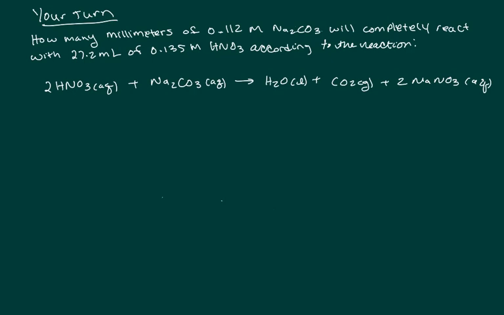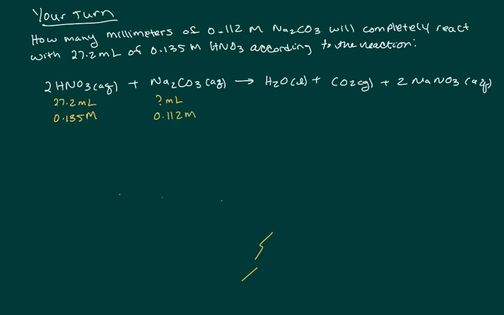How many milliliters of 0.112 molar sodium carbonate will completely react with 27 mils of 0.135 molar nitric acid according to the reaction? Okay, so let's write everything, our values down. We have 27.2 mils of nitric acid with a concentration of 0.135 molar. And then we are trying to figure out how many mils of sodium carbonate we're going to need to react this much. And our concentration of this is 0.112 molar.